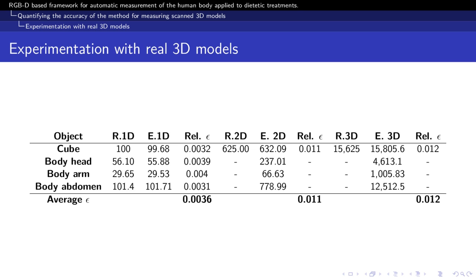In the experimentation with real models, measurements of a cube and different parts of the body, head, arm, and abdomen have been taken. As we can see, the relative error in the perimeter is 0.0036, in the area 0.011, and in the volume 0.012.